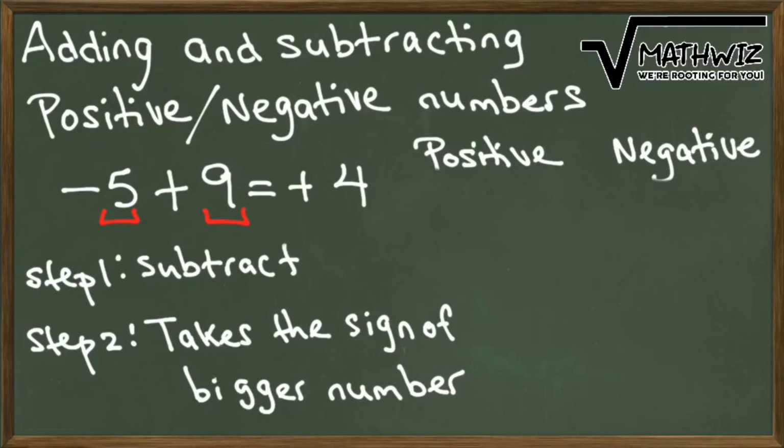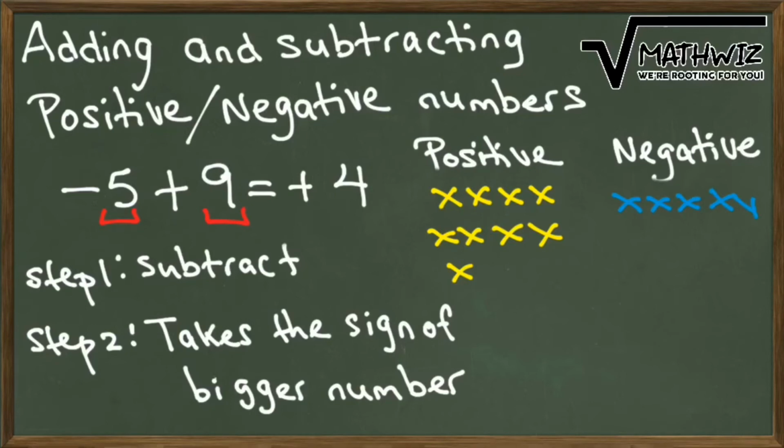So we have 5 negative people, 9 positive people. In this case, the positive people are outweighing the negative. So we have 9 positive people and the 5 negative ones. So in playing the game, what is left over would be these 4 positive persons.